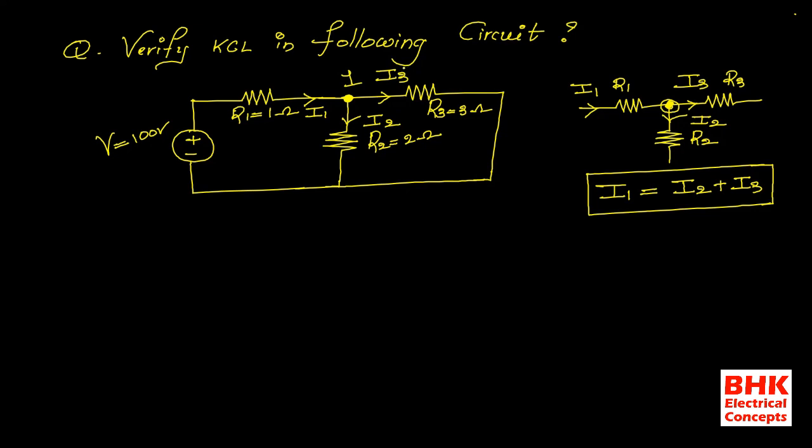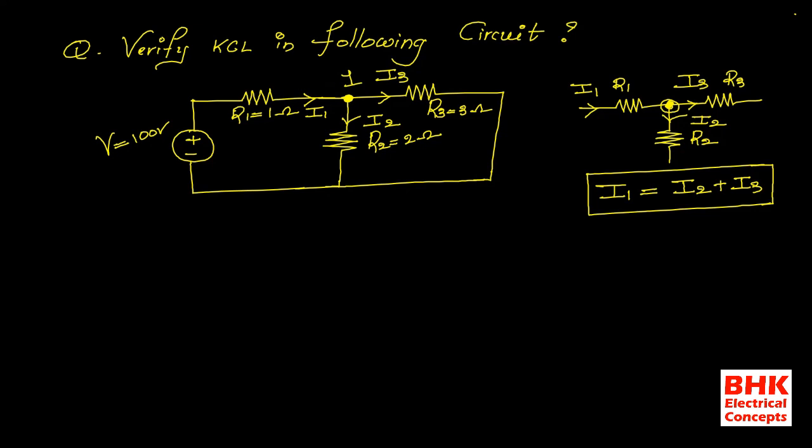After writing the expression, what you need to do? You need to verify whether the value of the incoming current is equal to the sum of the outgoing currents or not. If the sum of incoming currents is equal to the sum of outgoing currents, then Kirchhoff's current law is verified. For example, if 10 amperes is the incoming current to the junction point, and the sum of I2 and I3 is, for example, 9 amperes, then the incoming current is not equal to the outgoing currents, so Kirchhoff's current law is not verified.